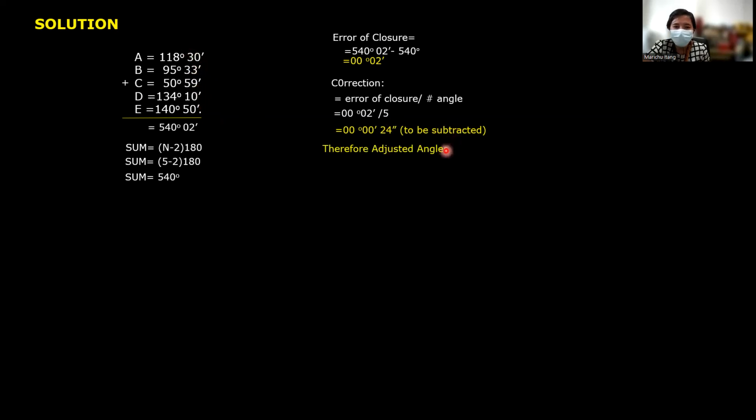Okay? So therefore, the adjusted angle is equal to 118 degrees, 29 minutes, and 36 seconds. So this is now your adjusted angle. And then how did we get this value? So we just subtract 24 seconds from each angle. So we just subtract here 24 seconds, minus 24 seconds, minus 24 seconds, then minus 24 seconds.